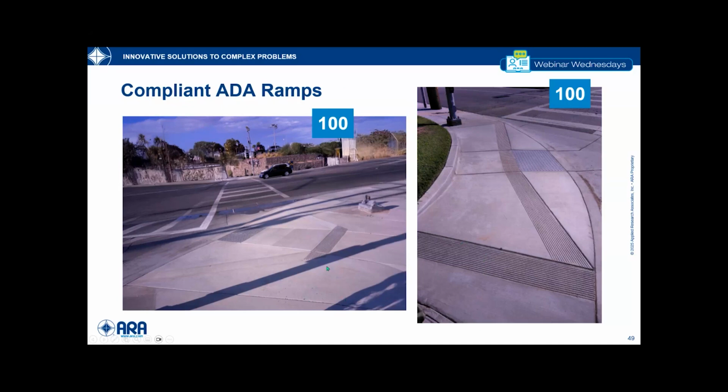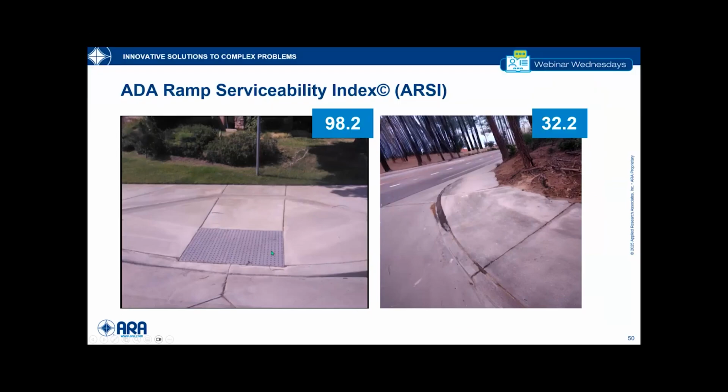Now, looking at two other ramps, the one on the left is a 98.2. Why is it a 98.2? Well, it's got a lip at the bottom that's more than a 1/4 inch. So that lip at the bottom makes it non-compliant, but it's a darn good ramp. It's a 98.2. So all I need to do is go in there and shave off the lip, and now I'll have a compliant ramp. So that's great.